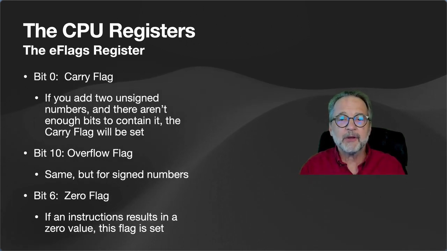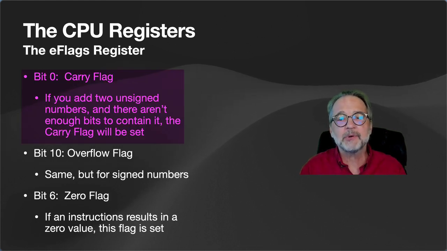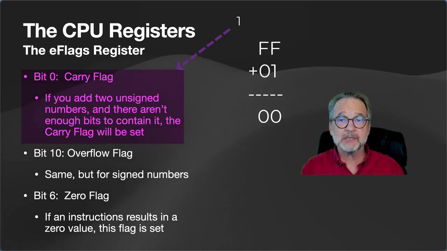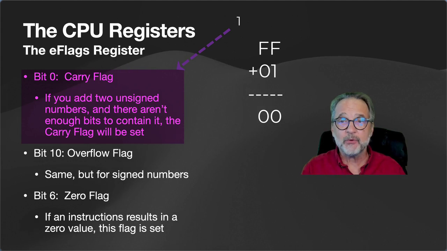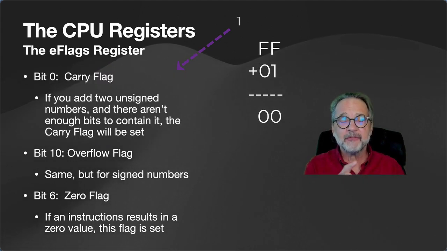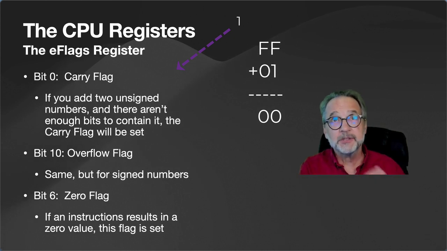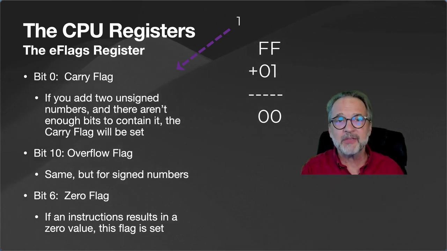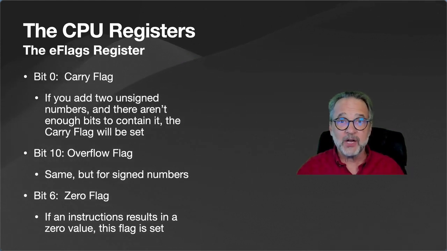So the carry flag: if you add two unsigned numbers and there aren't enough bits to contain that addition, the carry flag will be turned on because a 1 got lost. If you remember when we did binary arithmetic, if you add FF and FF, a 1 goes into the third nibble. So if you only have 2 nibbles and you need a third nibble in your mathematical calculation, the carry bit is going to turn on. Now that's for unsigned numbers.